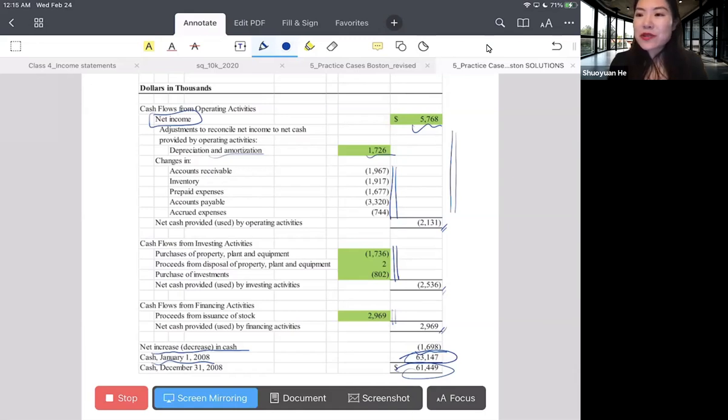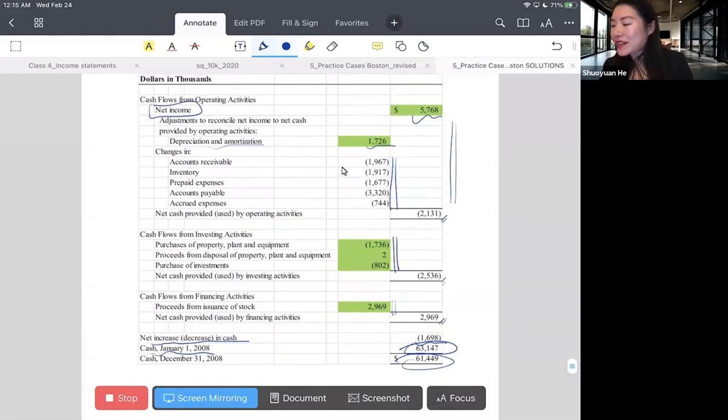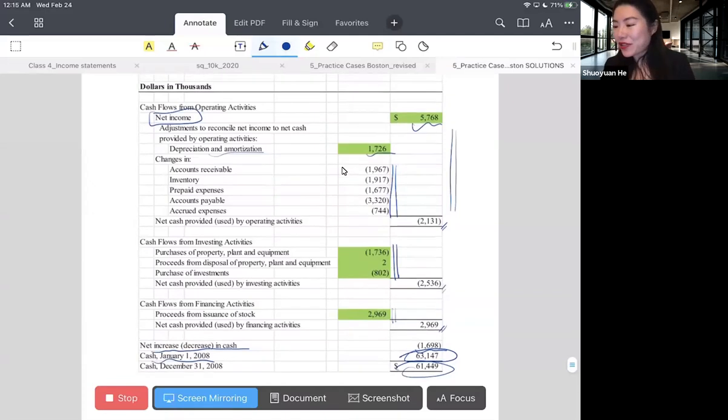So we just went through an indirect method cash flow statement example. And the next thing I want to talk about is why we can use the indirect method. Or in other words, when you are making it, does it ever occur to you to ask why? So we start from the net income here.